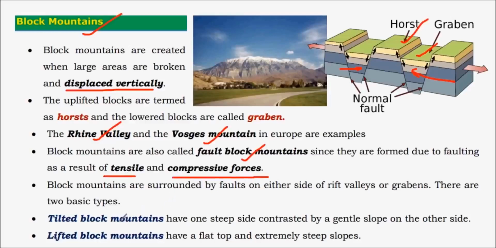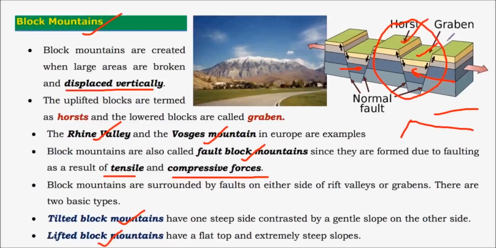There are two types of mountains under this. One is tilted block mountains and the other one is lifted block mountains. In tilted block mountains, one side has a very steep elevation, whereas the other one has a comparatively less steep elevation. Because the block has been tilted, the block which was horizontal might be tilted to a certain angle, giving rise to this kind of formation. And in lifted block mountains, we can see this is a kind of lifted or subsided block mountain system. The lifted block mountains have extremely flat slopes, we can see here. And this kind of mountain formation gives rise to rift valleys, etc.